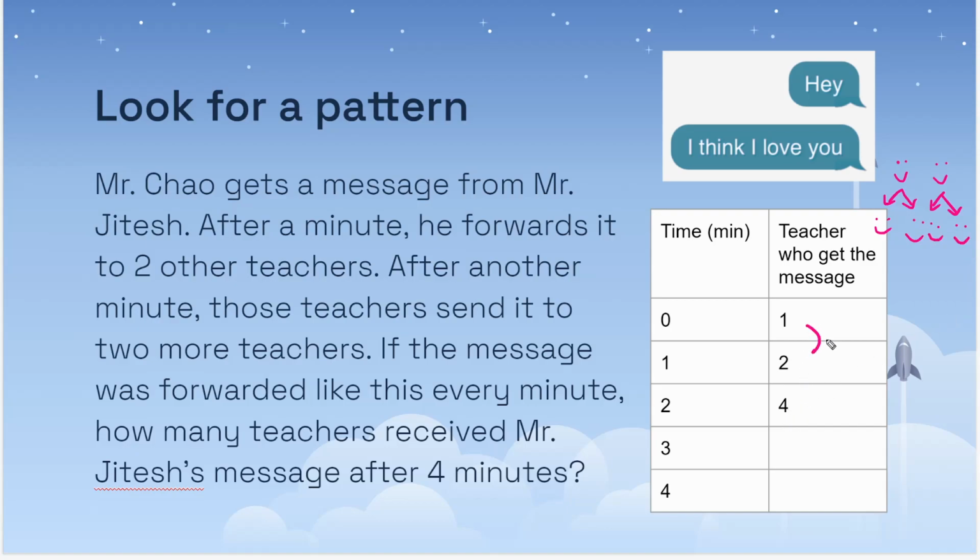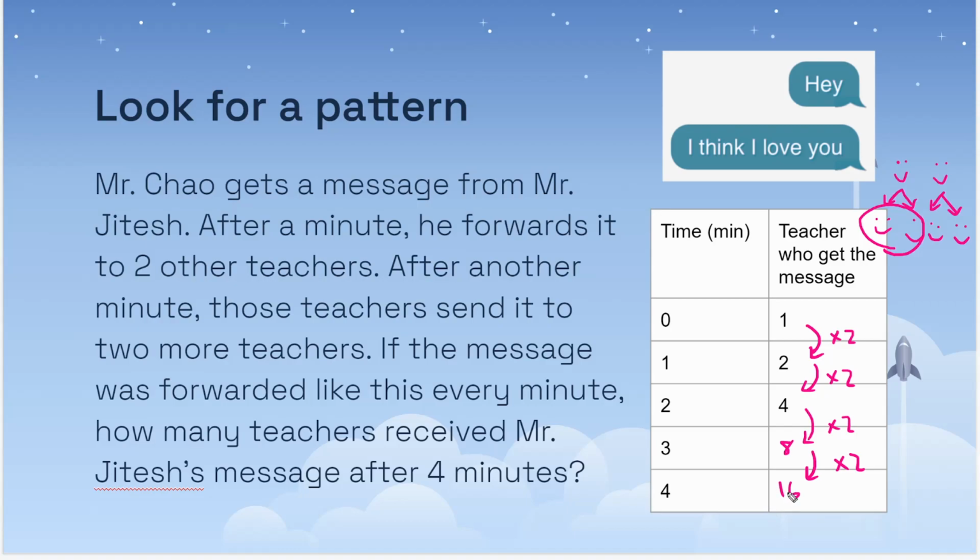Well, we can see here that to go from one step to the next, we're going to multiply by 2, and we're going to do that again. Oh, I'll bet we can just keep doing that. Each person sends it to 2 more people, and we multiply by 2. Interesting. So the next minute, 8 people are going to receive it. And then the next minute after that, 16 people are going to receive it. So is that the answer?